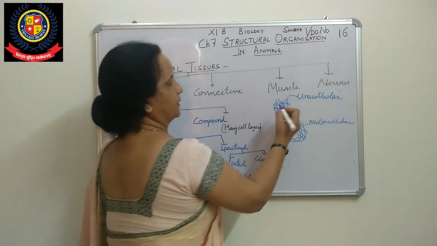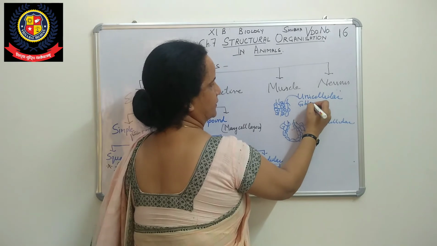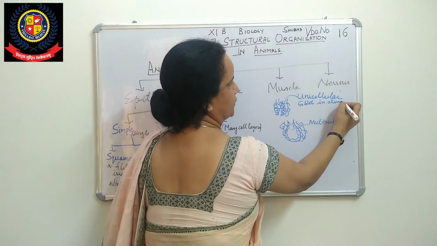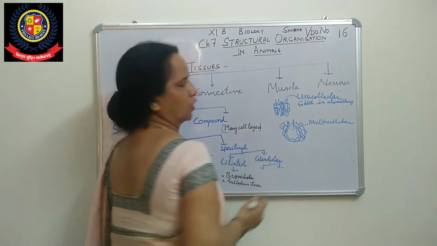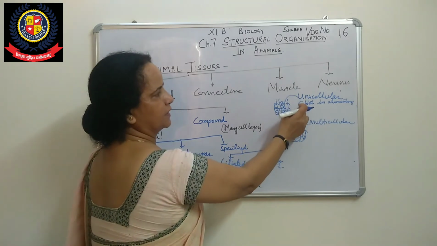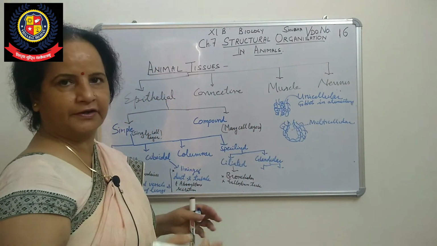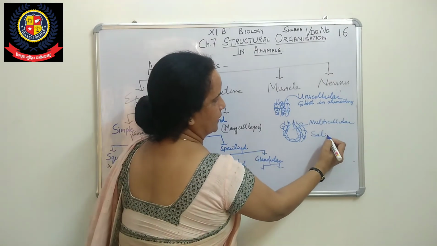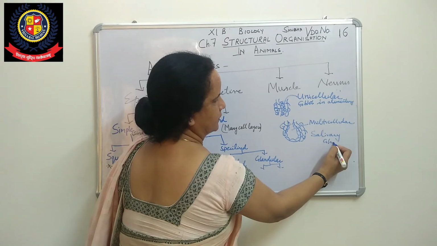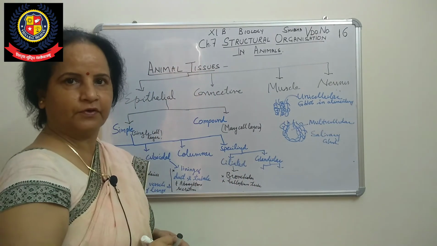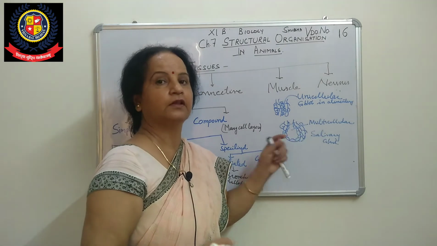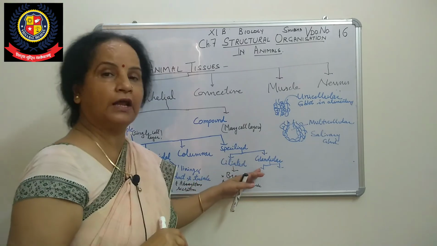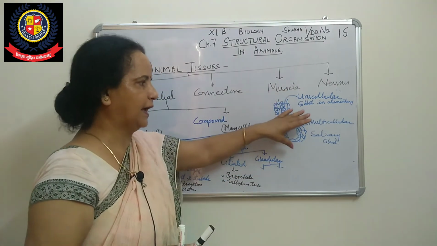The unicellular example is the goblet cells, goblet cells in the alimentary canal in human beings. They are made up of unicellular epithelium and they secrete enzymes. In multicellular, the example is the salivary gland, which is also secreting enzymes. It is a cluster of cells present here. So glandular epithelium has two types, unicellular and multicellular.